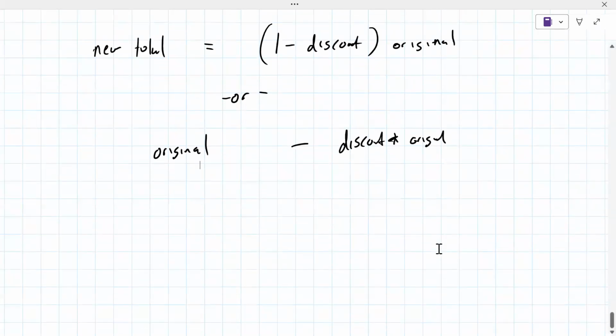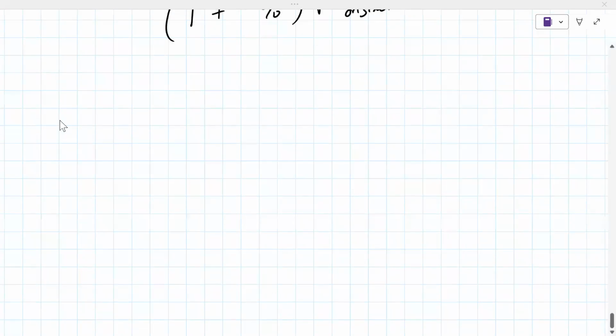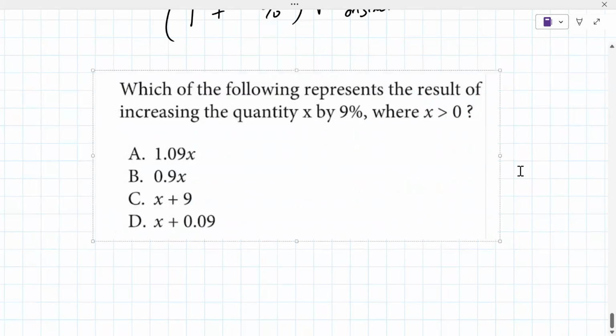Now, if you're going the other direction, like let's say you're talking about tax, tip, increase, some sort of growth thing, it's 1 plus the percentage this time, times the original. And we'll see that here in this example. All right. So go ahead and take a look at this, see what you come up with.